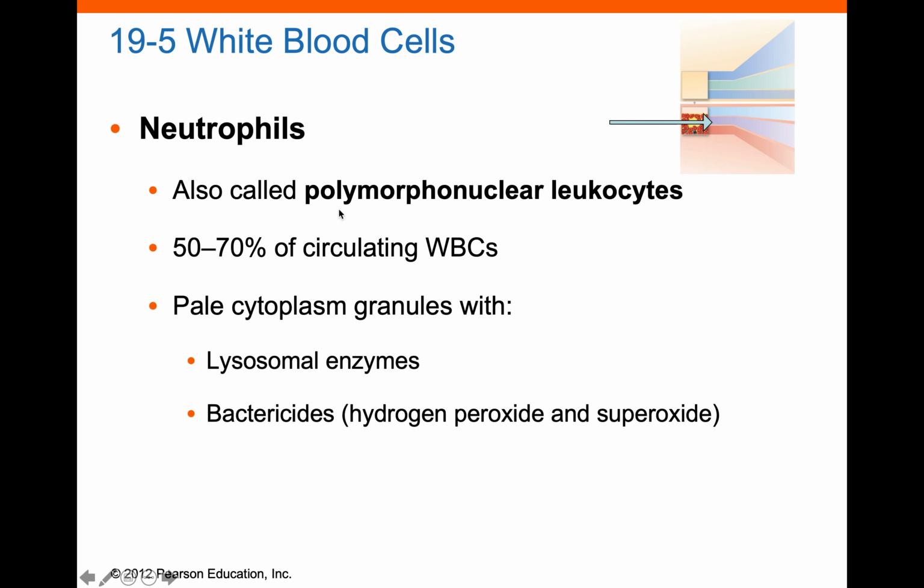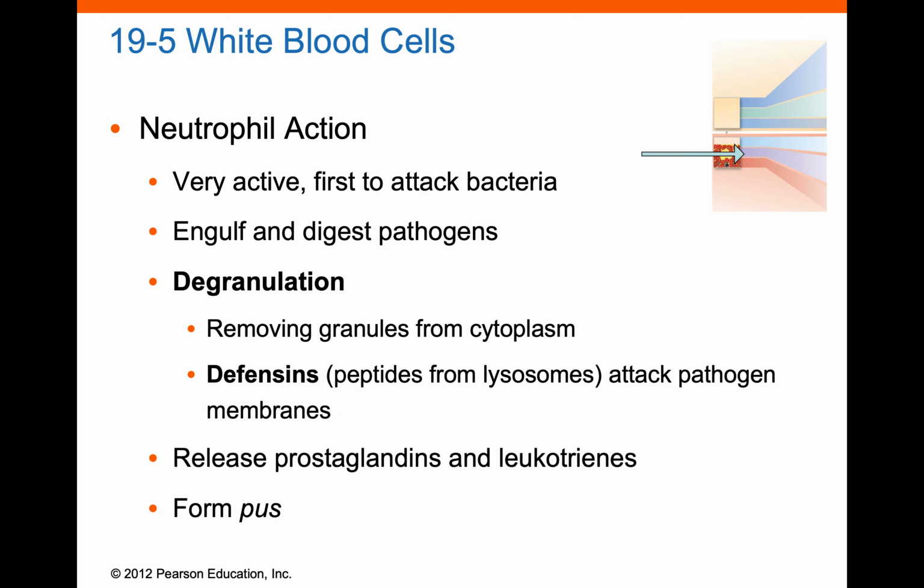Neutrophils are also called polymorphonuclear leukocytes. It's a big name, but most of them are in the blood, circulating. Their cytoplasm will not have granules, they will be pale, and they will have enzymes to digest bacteria. Okay, that's neutrophils. And neutrophils become very active. They're the first ones to attack bacteria, engulf and digest the bacteria.